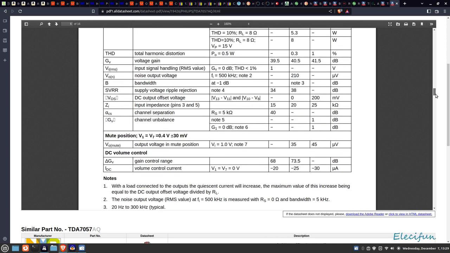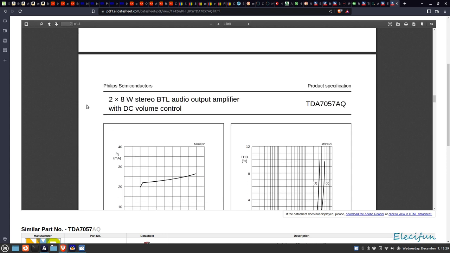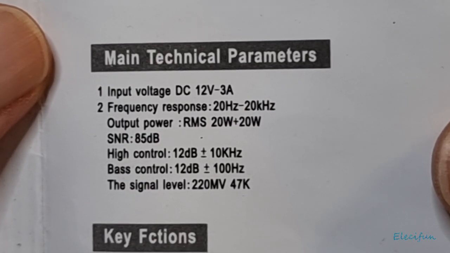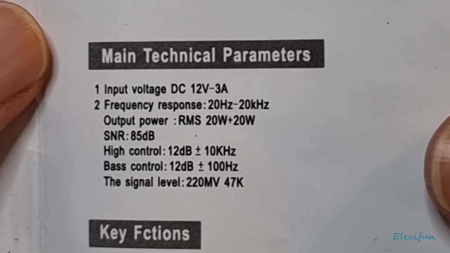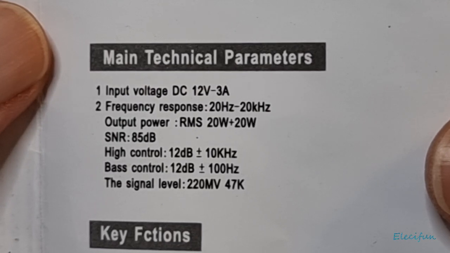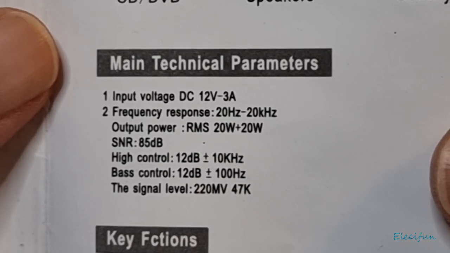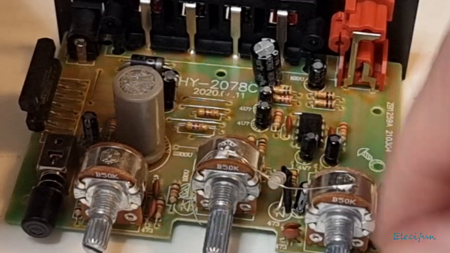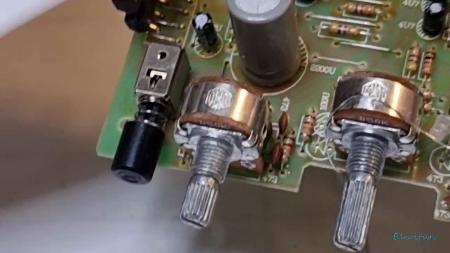Okay, well, I don't think we need to go through any more of this. Though it even says here, look, 2 times 8 watt stereo BTL audio output amplifier with DC volume control. So even written in here, we got 12 volts, 3 amps, so that's basically 36 watts, and you're not going to get 36 watts out of it. You put 36 watts into it, you're going to lose some because the circuit wants some energy for itself to use. And then you're going to be losing power as the temperature rises on the chip.